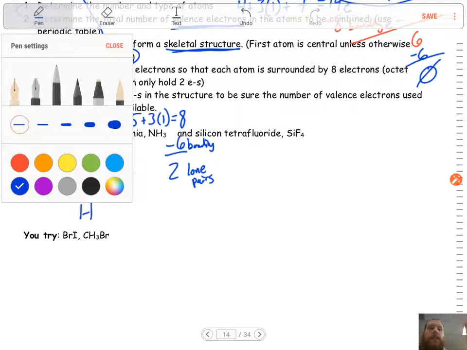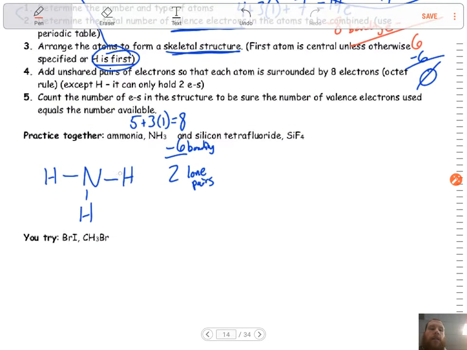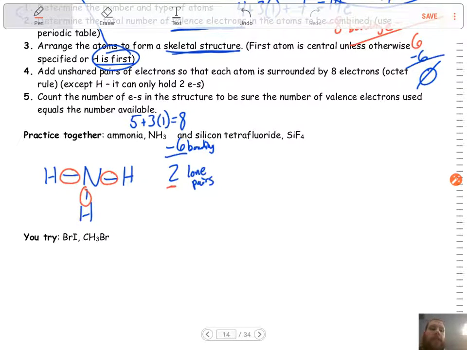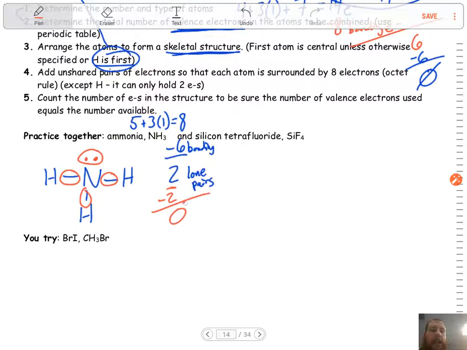Well, let's see which element doesn't have all of its electrons. This hydrogen's good, it's got 2. This hydrogen's got 2. All my hydrogens are satisfied with 2. Nitrogen has 2, 4, 6. So where are these last 2 going to go? They're going to go right up here. And now nitrogen has 8. And we've used all those electrons. Again, make sure that you use them up and keep track of those. We use every single one.